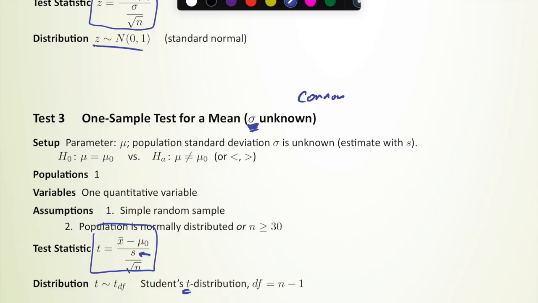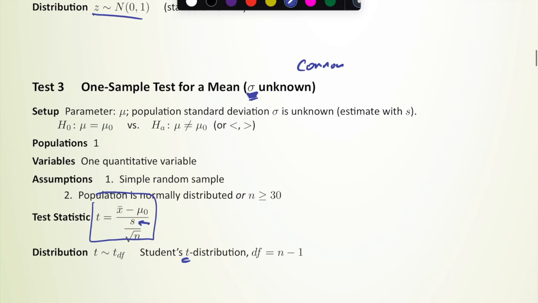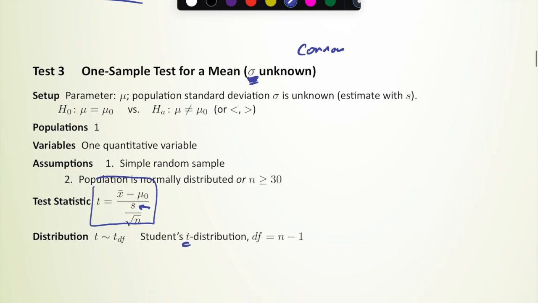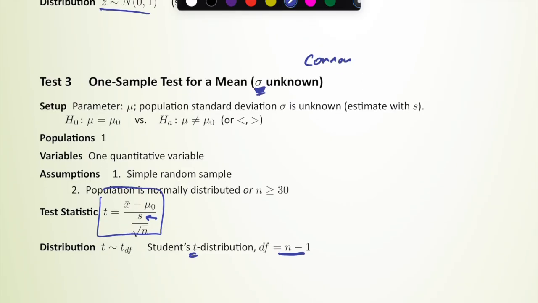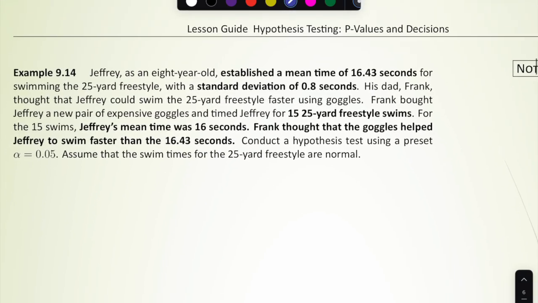So just remember a few facts of the T distribution: it's bell-shaped, but it's a little wider. It's a tiny bit wider than the normal distribution, depending on the degrees of freedom. The higher the degrees of freedom, the closer T is to the normal distribution. Okay, so those are the three tests we're looking at. Let's go into an example.